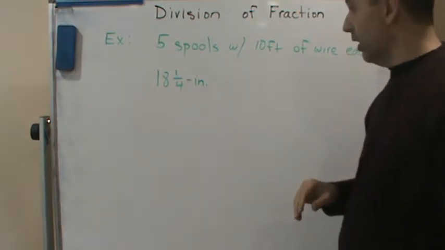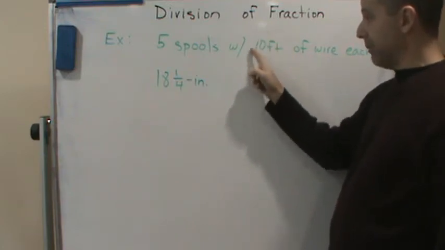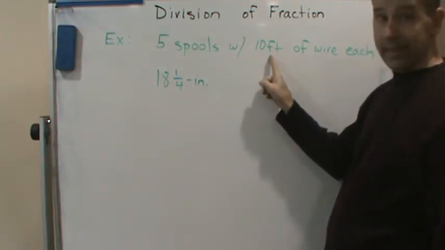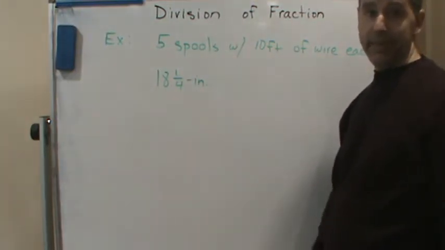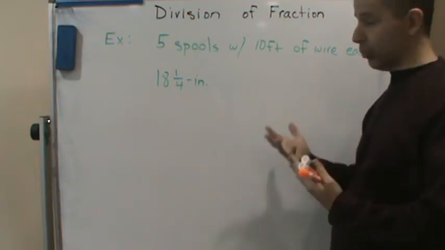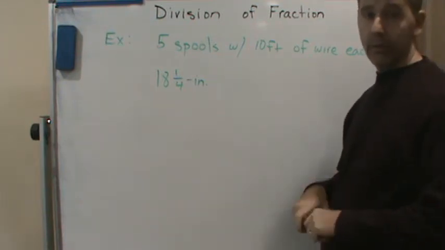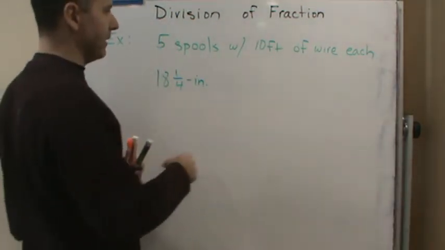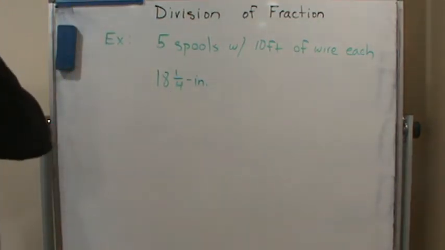So in this case, I'm going to take one spool, find out how many lengths of 18 1/4 inches I can cut from 10 feet, and then once I have that number, I'm going to multiply that by 5. That would be the correct way of going about it in this type of problem, because in the real world, you might have scrap left over on one spool. Okay, so keep that in mind. So now, what are we going to do? I want to take 10 feet and see how many 18 1/4 inch pieces I can cut from those 10 feet.